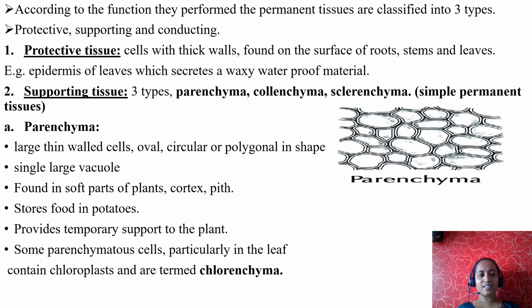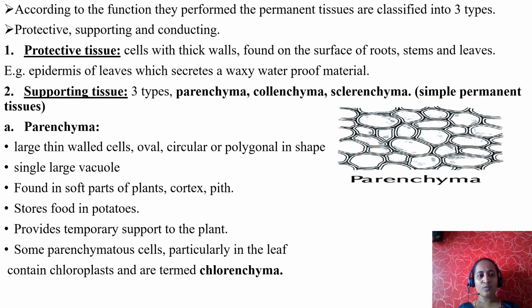It is found in the soft parts of a plant, the cortex and pith. Cortex is the outermost region, medulla is the middle region, and pith is exactly the center. In a piece of wood, exactly at the center, the region is nothing but pith. So where can you see parenchyma cells? What is the location of parenchyma cells? They are found in the soft parts of a plant.